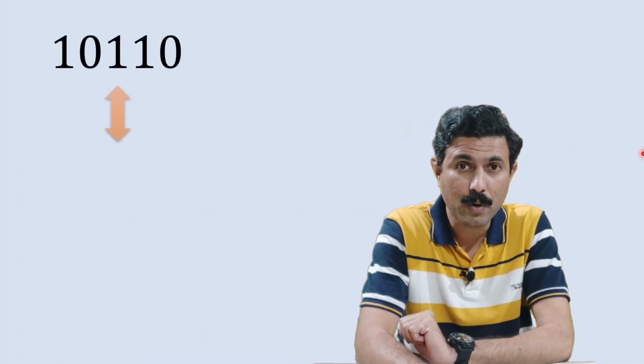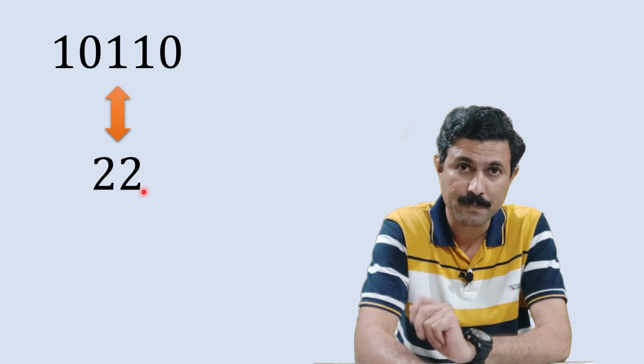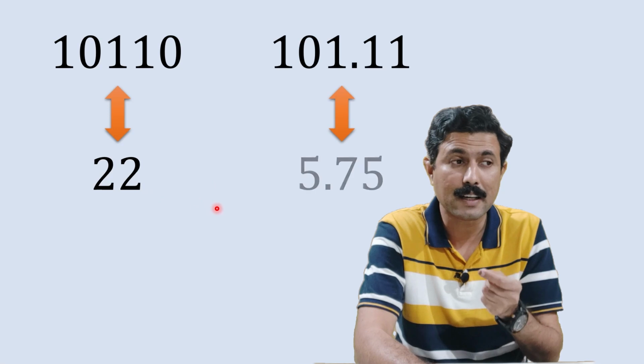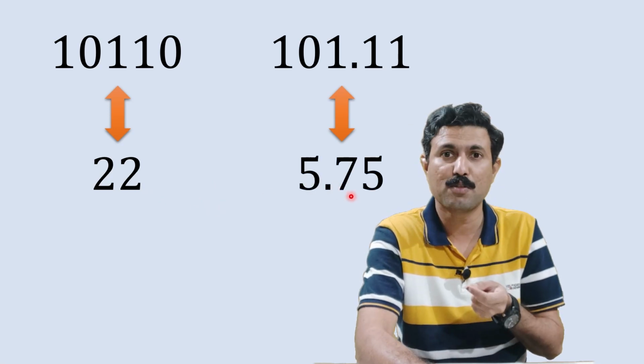So here in this video, we'll learn how to convert binary to decimal and decimal to binary. But this thing we'll do in 3 phases. In phase number 1, we'll convert normal binary to decimal and decimal to binary. In phase number 2, we'll convert a fractional binary to decimal and a fractional decimal to binary.